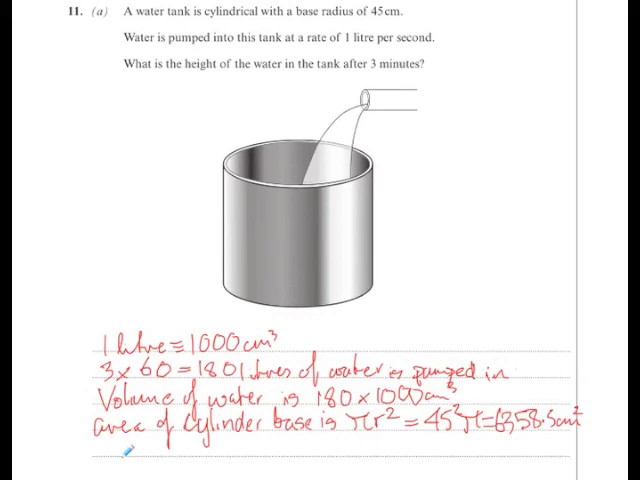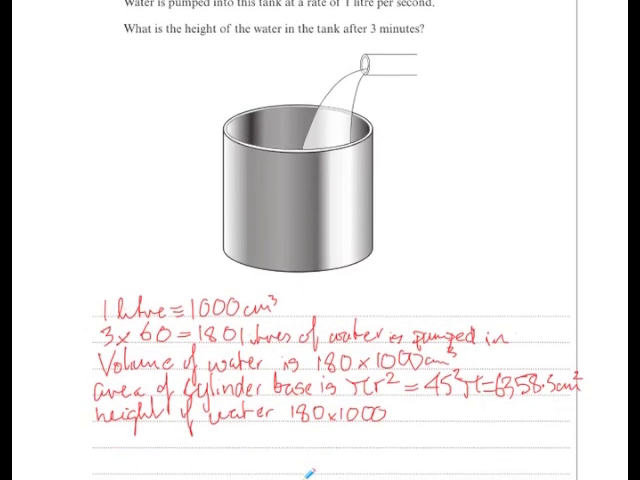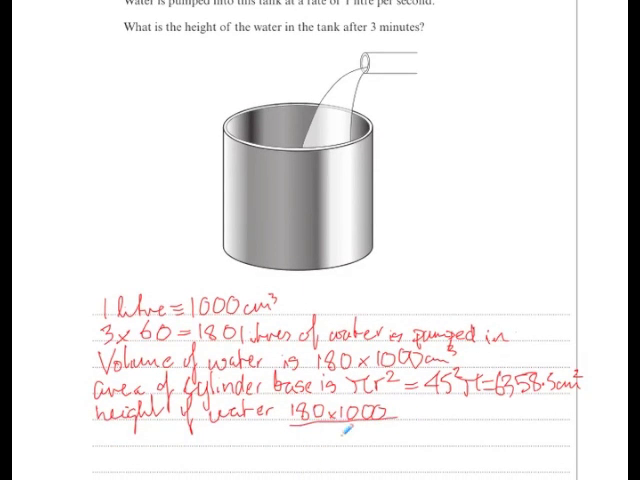So we know the volume of water is that many centimetres cubed. So the height of water will be that volume divided by the base of the cylinder, and that is equal to 28.3 centimetres, and that's your answer.